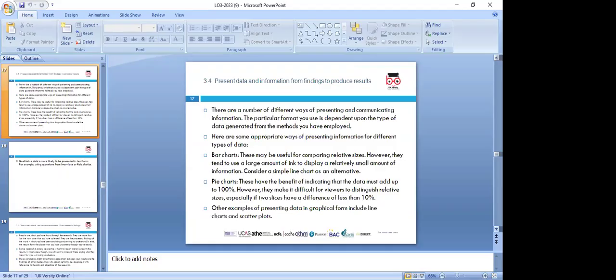So there are different ways of presenting and communicating information. 1, you can use a bar chart, or you can use what we call pie charts, or you can do what we call histograms, okay? Bar chart, pie chart, and histograms. These are all things that you can use, okay?